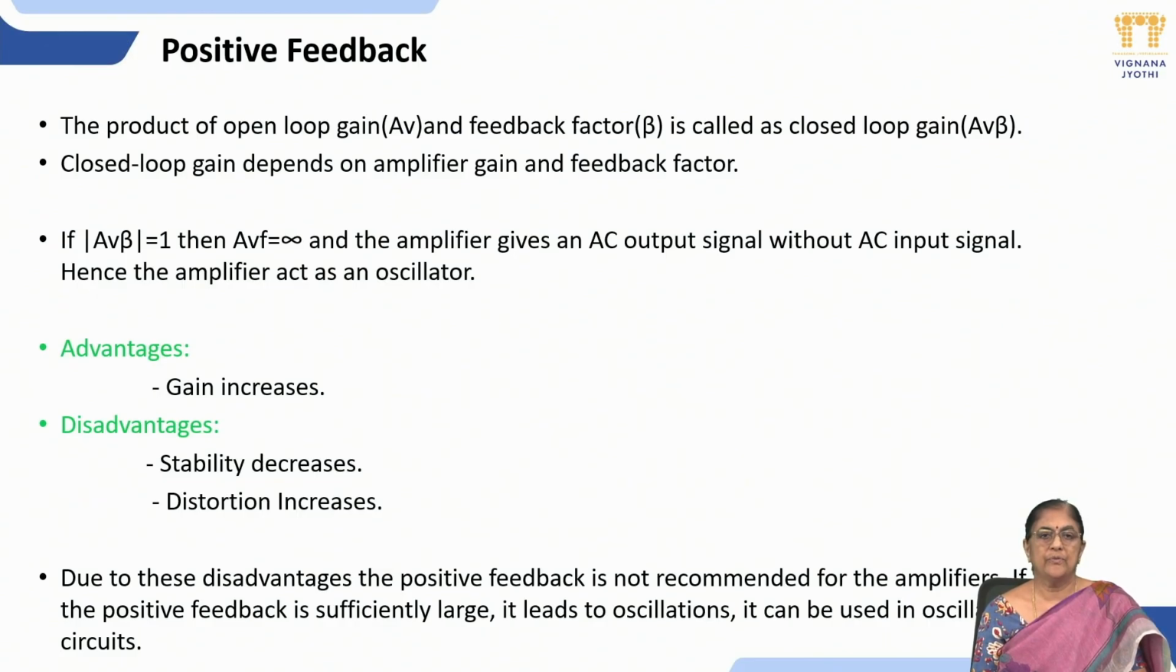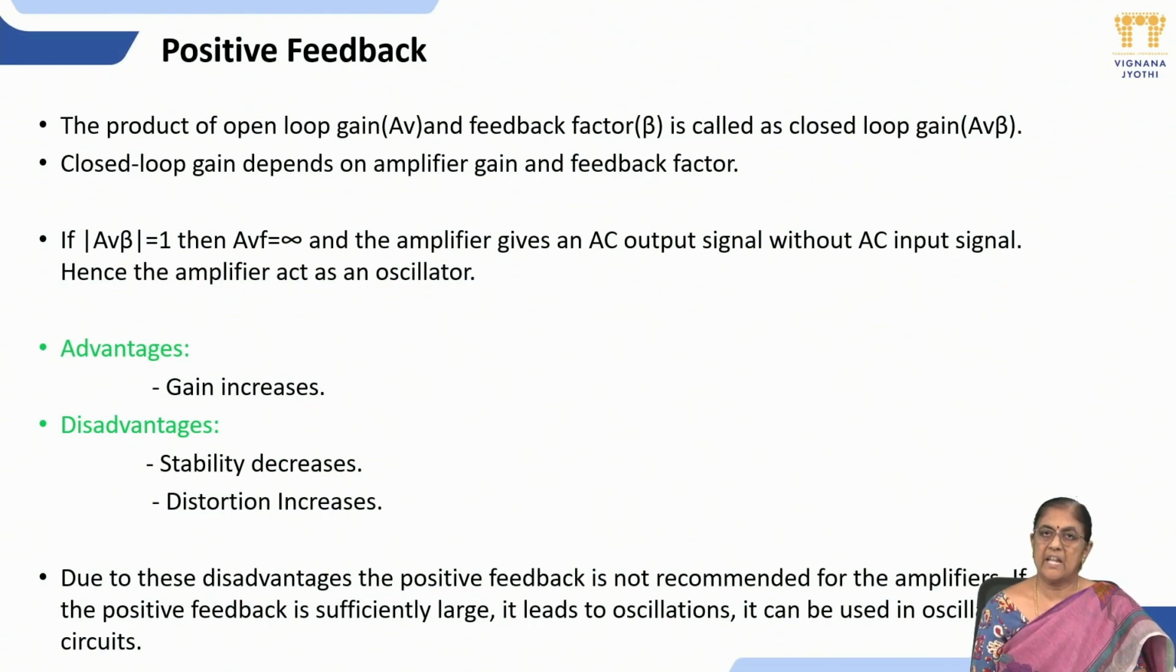The product of open loop gain, AV, and feedback factor is also known as closed loop gain, that is called beta AV. Closed loop gain depends on the amplifier gain and feedback factor. If AV beta is equal to 1, then AVF is infinite. The amplifier gives an output signal without applying any input signal. Hence, the amplifier acts as an oscillator if positive feedback is present.